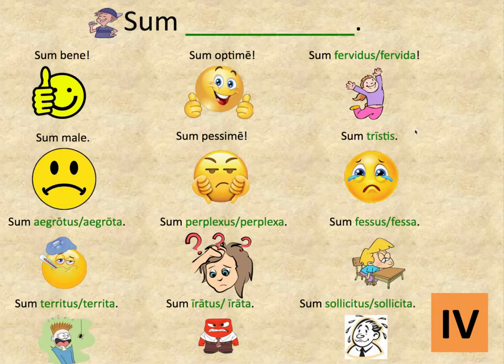Next one is how you feel when you maybe see a spider. This is how Scooby-Doo and Shaggy feel all the time. You're going to kind of freak out and go, ah. So everybody, if you're a guy, sum territus. If you're a girl, sum territa. Next one, if someone upsets you, you feel this way, sum iratus or sum irata. Pick whichever one works for you.